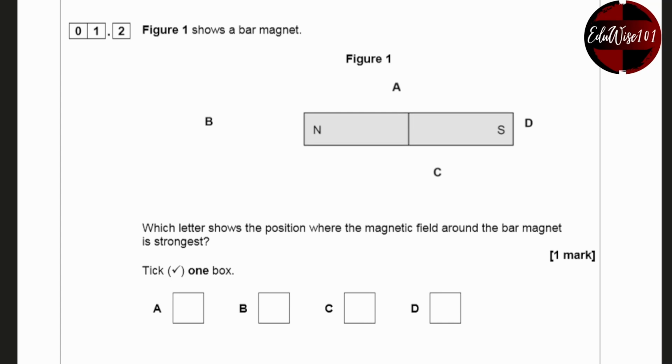Figure 1 shows a bar magnet. So you have a bar magnet, which has the North Pole here, and the South Pole on this side towards D. Which letter shows the position where the magnetic field around the bar magnet is strongest? Now it's strongest near the poles, so near the North Pole and the South Pole, where I'm putting a cross. So that would be D. Next question.